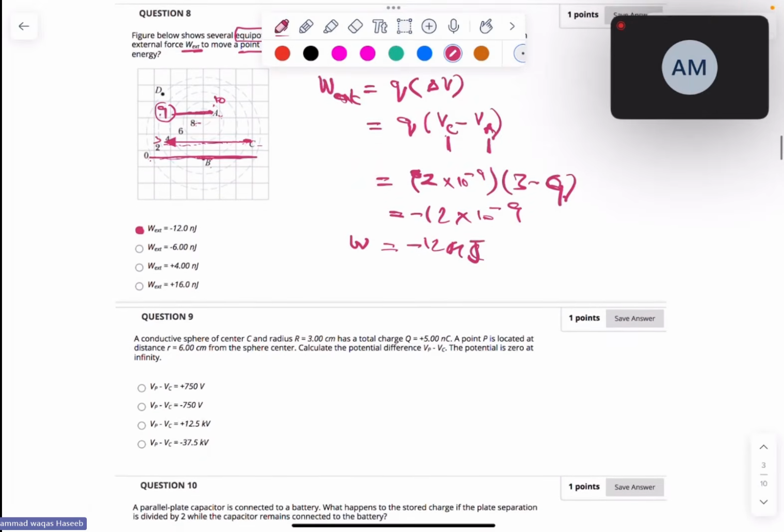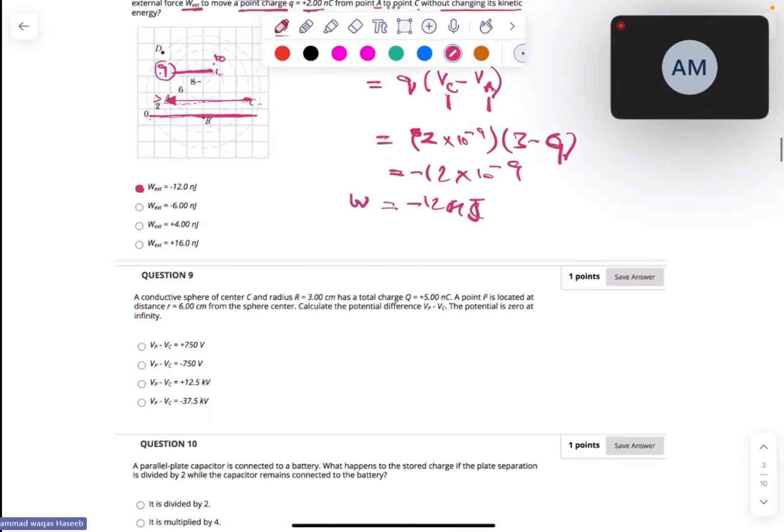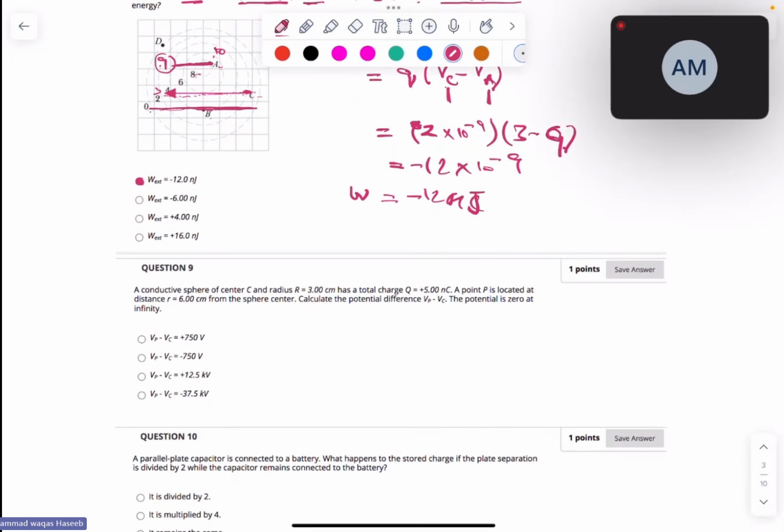Okay, let's move to question number 9. A sphere of center C and radius r, 3 centimeter, has a total charge q of 5 nanocoulomb. A point P is located at a distance r, 6 centimeter from the sphere center. Calculate the potential difference. The potential is zero at infinity. That is what we learned.